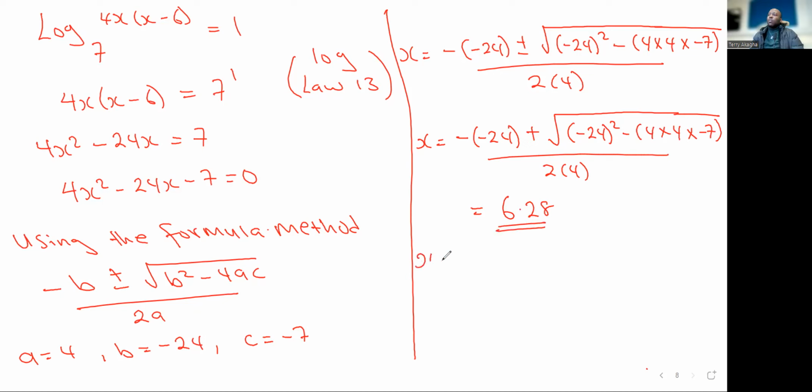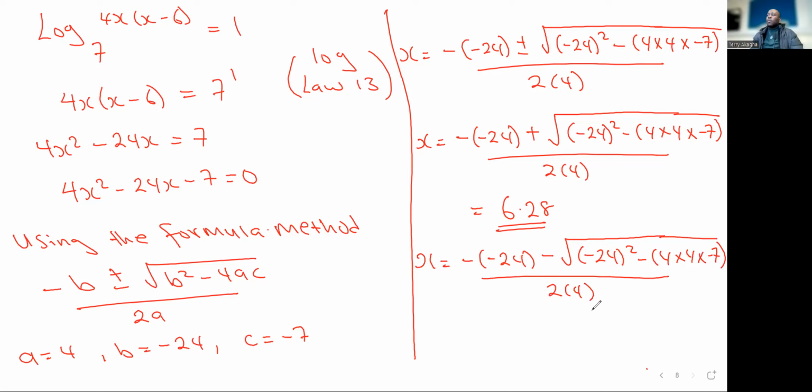Or x could also be minus 24 minus the root of minus 24 squared minus 4 times minus 7, close bracket, divided by 2 times 4. Now, when you press your calculator, this is going to give you minus something, because if you simplify this, it's 3 minus 1 over 2 root 43. And when you press it, it's going to give you a negative answer. I remember I told you that you can't get a negative answer for this.